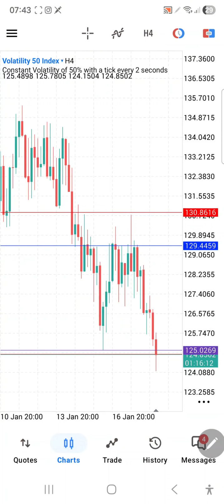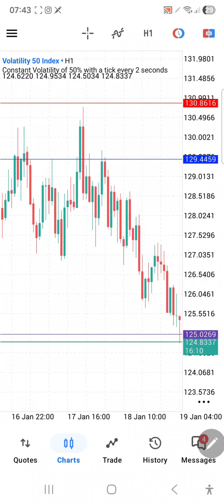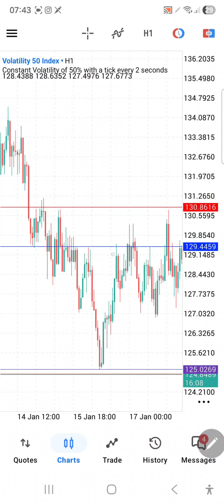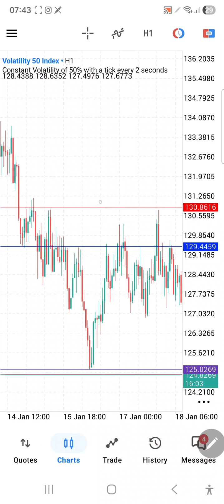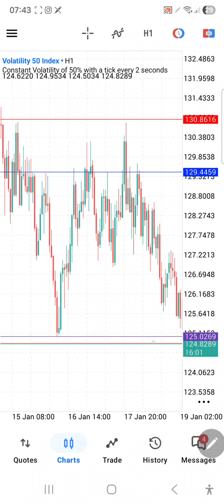You understand? Now, this trade was 1:3, and my entry was from this point, the blue line. My stop loss was above this red line, and my take profit was this purple line.